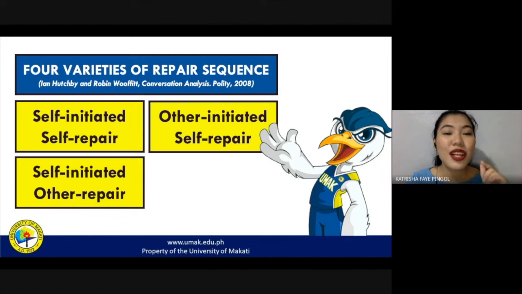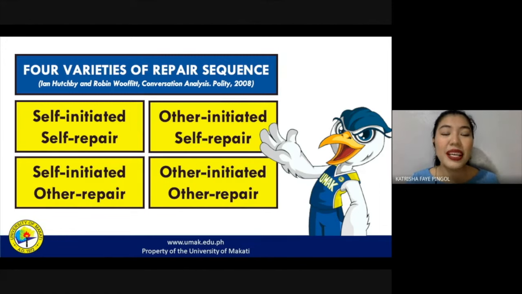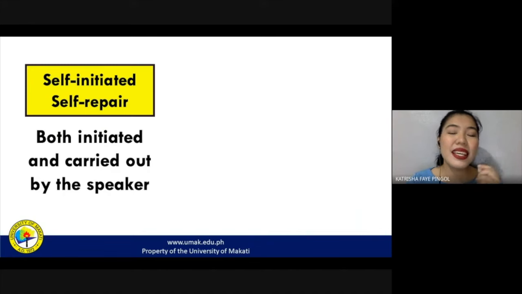Next is self-initiated other repair. And the other one is other-initiated other repair. So let's take a look at it one at a time. When we say it's a self-initiated self-repair, both are initiated and carried out by the speaker.